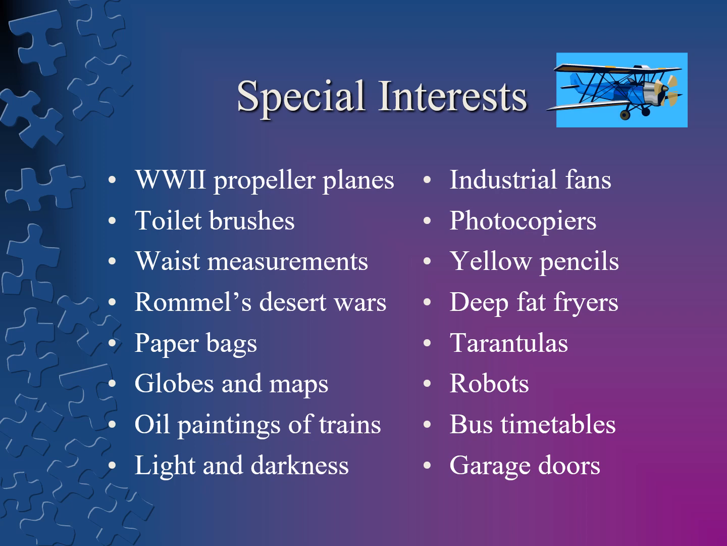Here's a list of some diverse special interests that I got from a book by Paula Kluth, K-L-U-T-H, who's written several fine, very practical books about teaching kids on the spectrum from a growth or strength perspective. And these interests could be World War II propeller planes, toilet brushes, waist measurements, Rommel's Desert Wars, paper bags, tarantulas, deep fat fryers, yellow pencils, photocopiers, industrial fans, robots, bus timetables, and more.